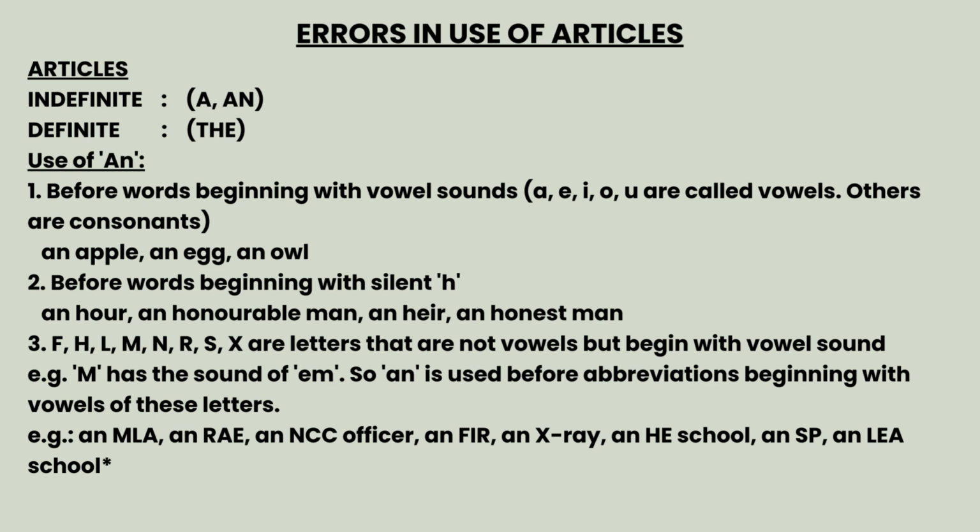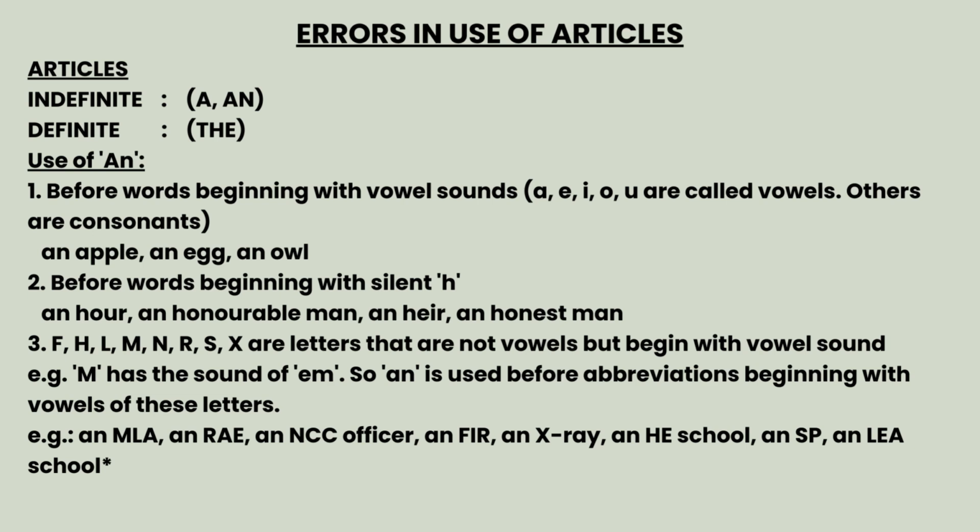Use of an. One, before words beginning with vowel sounds. A, E, I, O, U are called vowels. Others are consonants. An apple, an egg, an owl. Two, before words beginning with silent h. An hour, an honorable man, an heir, an honest man.